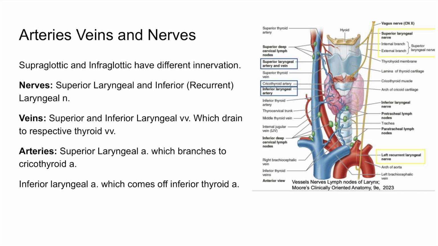So the clean framework here is going to be vagus, which is going to split into that superior versus recurrent. And then you're going to have the superior, which is going to be above the cords, sensory, and cricothyroid. And then you're going to have the recurrent, which is going to be below the cords, and it will be sensory, and it's going to go to all other muscles.